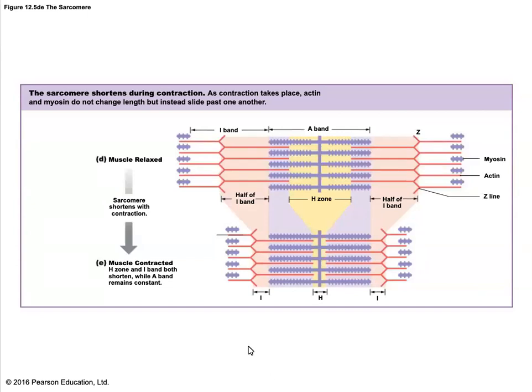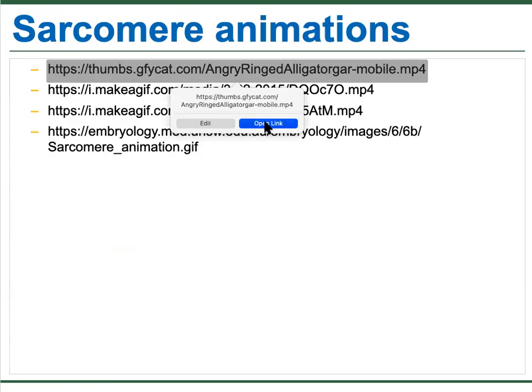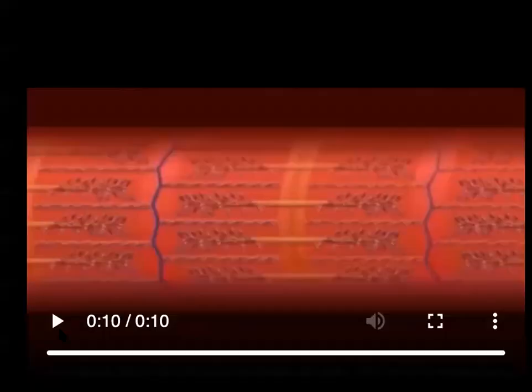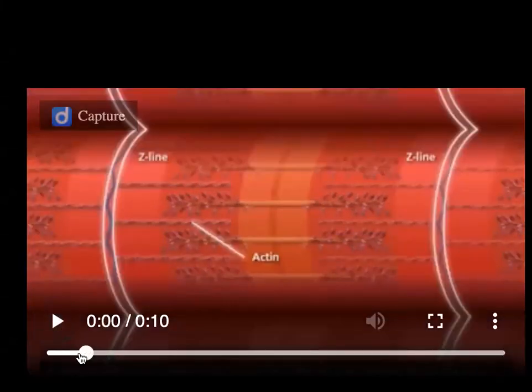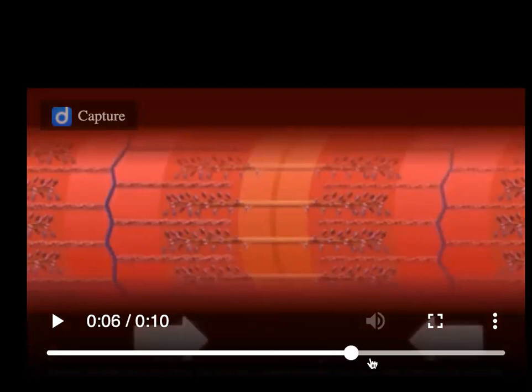When our muscles contract, we see a shortening within the sarcomere. You'll notice in the animations that we are about to watch that there is a shortening in the I band and H zone, but the A band's length stays the same. So let's take a look at these animations. I've included a number of these animations. Here's one of them. You can pause the video and drag down here to see this in slow motion.